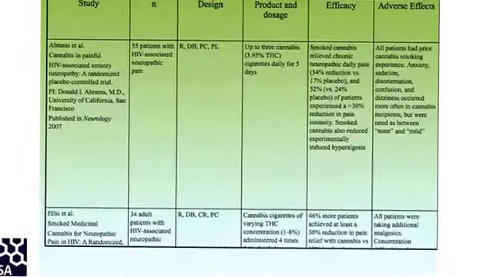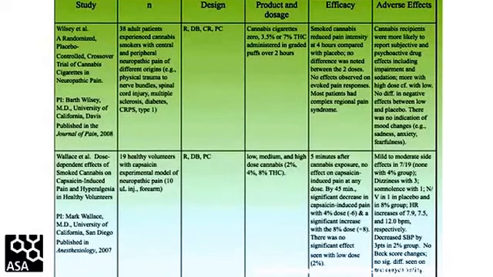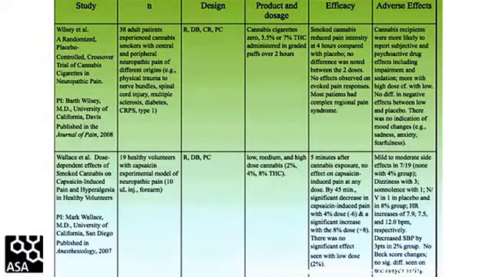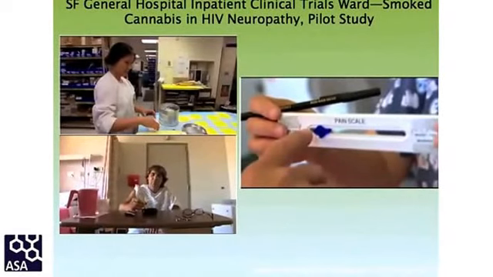We look at trials, the number of patients, how they're designed, efficacy, adverse events. I can't show you all the details, there are so many. But this is a picture of how the trials are done at the San Francisco General Hospital Inpatient Clinical Trials Ward. You have a pharmacist dispensing the cannabis, a patient in a controlled setting consuming it with a puffing paradigm, and a pain scale, the visual analog scale, to tell you their pain score before and after.